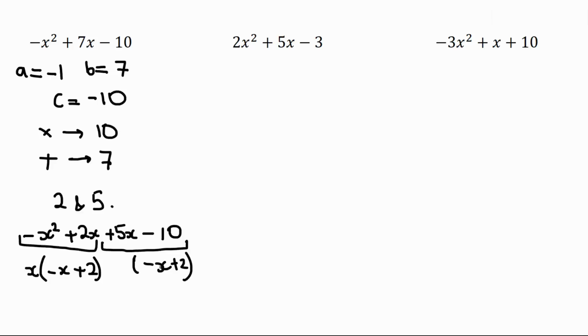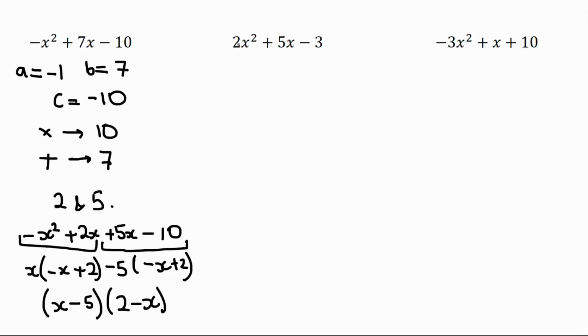And to make minus x into positive 5x, we're going to multiply it by minus 5. So minus 5 times minus x makes plus 5x, and minus 5 times 2 makes minus 10. And now we're going to put them together. So you're going to have x minus 5 there. And for this, we can just rearrange it so that it becomes 2 minus x, which just looks neater than minus x plus 2. So that's been factorized there.